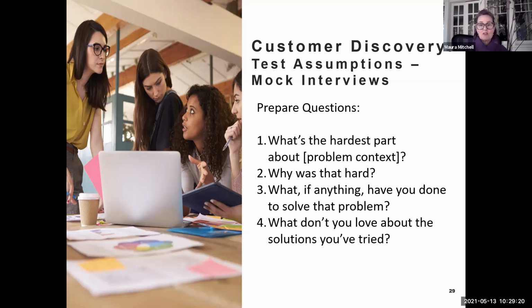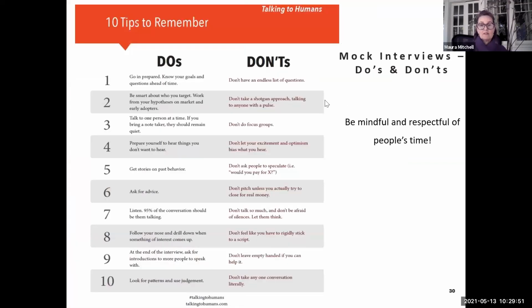So you want to say, what's the hardest part about leadership within a school, for Julie's case? Or, for Mahan, what's the hardest part about getting your KPIs together? And then why was that hard? And if you've done anything to solve that problem, and what don't you love about the solutions you've tried? So these do's and don'ts came from Talking to Humans.